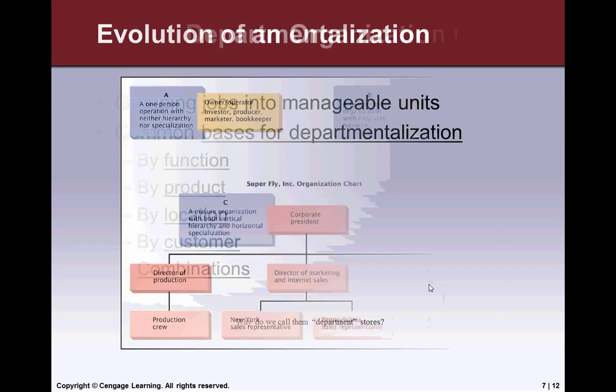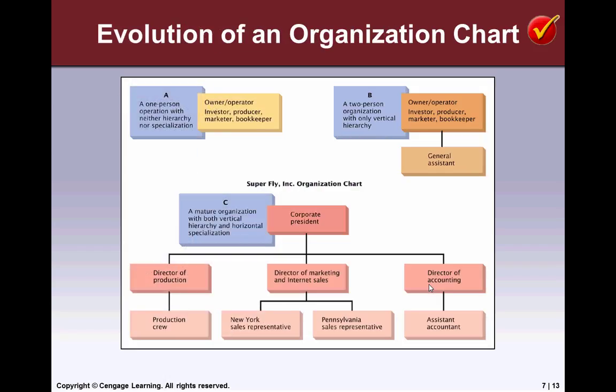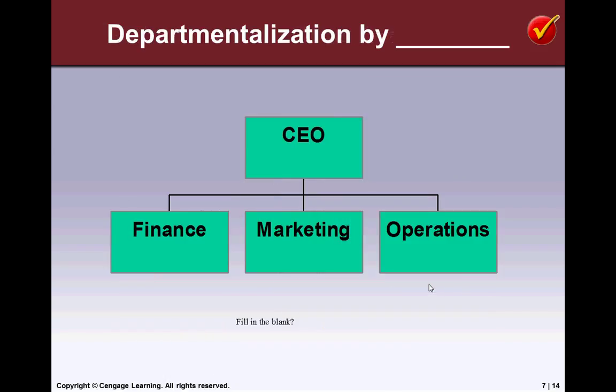So I'll show you a diagram, and this basically shows you how an organization goes from a very small organization with perhaps only one person owning and operating it, to two people, to a mature organization, something like IBM. Alright, let's look at this one. What's the basis of departmentalization here? Fill in the blank. What do you think?